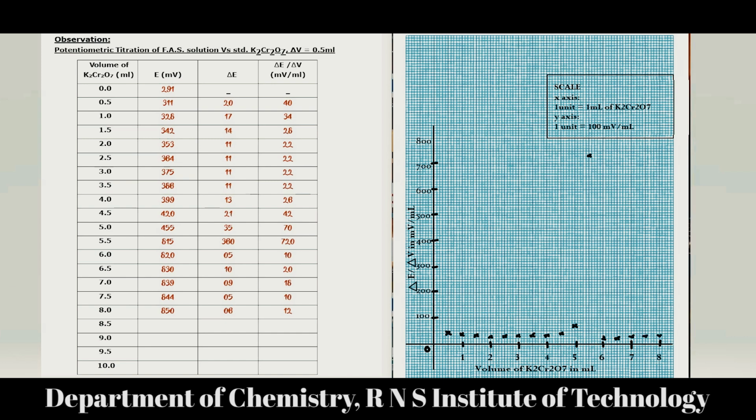Now you need to join all these points. When you join all these points, you need to use a scale from the peak point to the very next point. And the remaining points you can draw freehand.